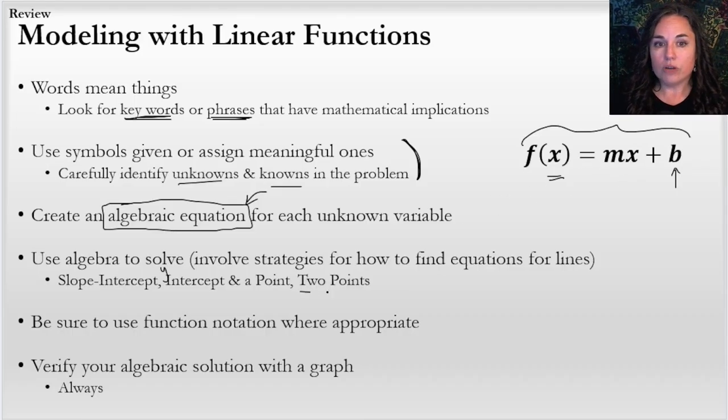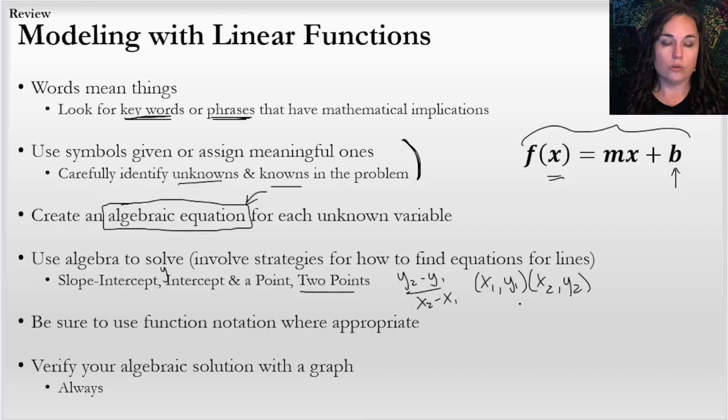And we can also find a slope with 2 points: y2 minus y1 over x2 minus x1. So that means we need an x1, y1, and an x2, y2 from the problem statement. We're looking for a single point and another single point, and then we can write an equation of a line from there. I'm going to remind you again, use function notation where appropriate, and always, always, always verify your algebraic solution with a graph.